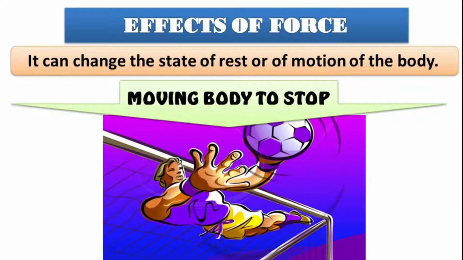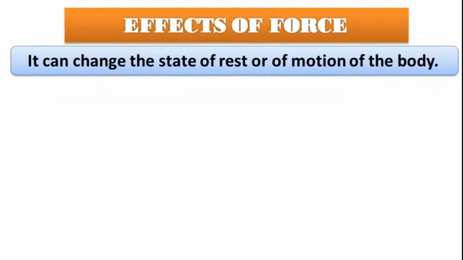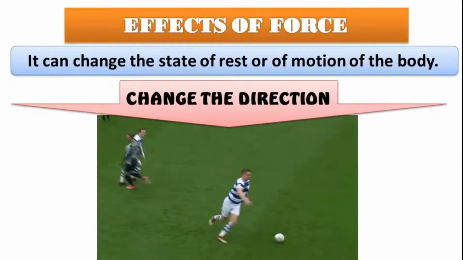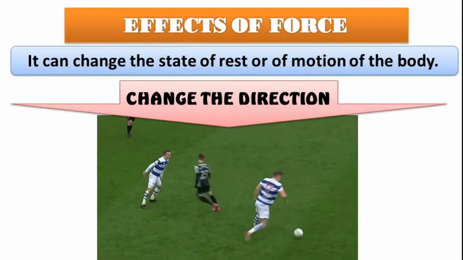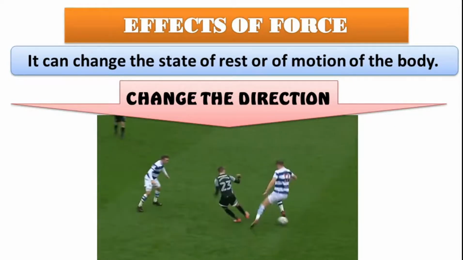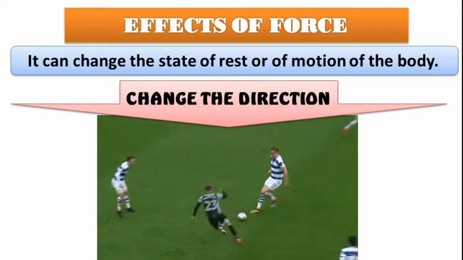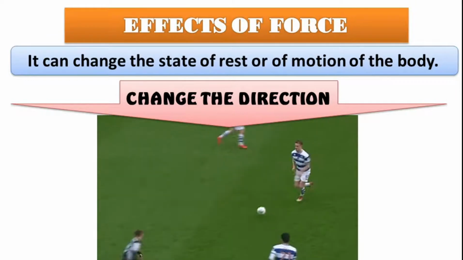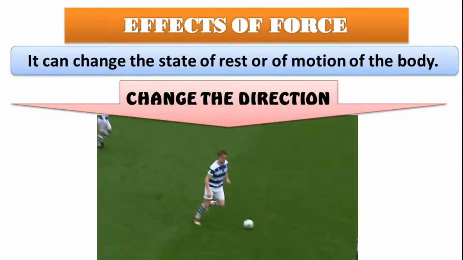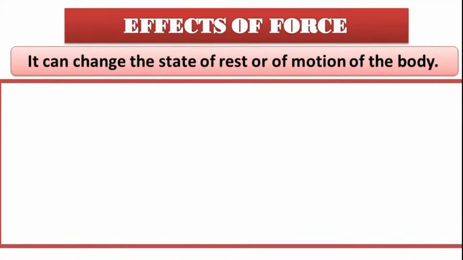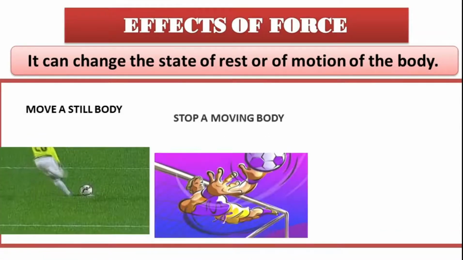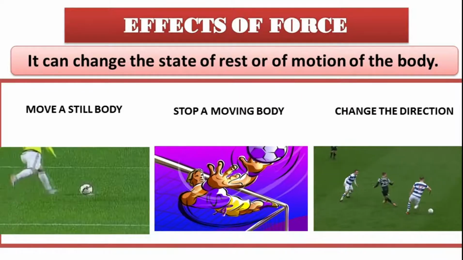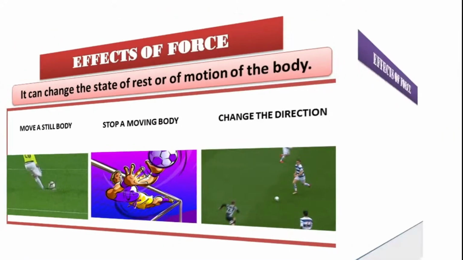Number three, force can change the direction of motion. For example, when a football match takes place, players kick the ball and the direction of the ball changes every time a player kicks. Thus, a force can move a still body, it can stop a moving body, and it can change the direction of motion. Now the second part, force can change shape and size of the body.